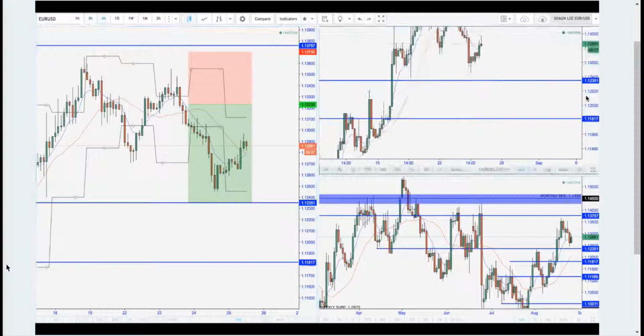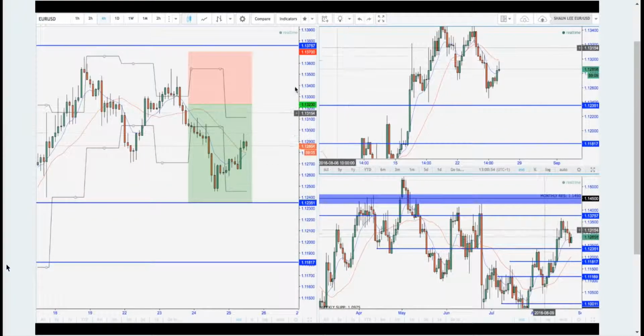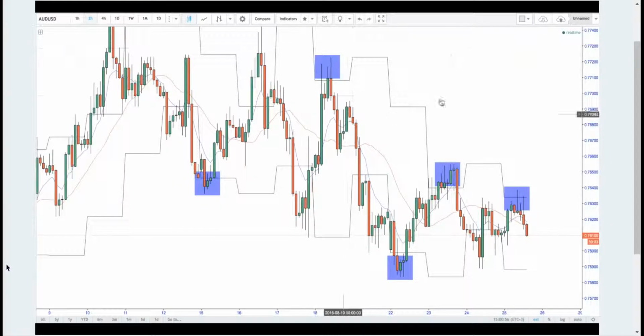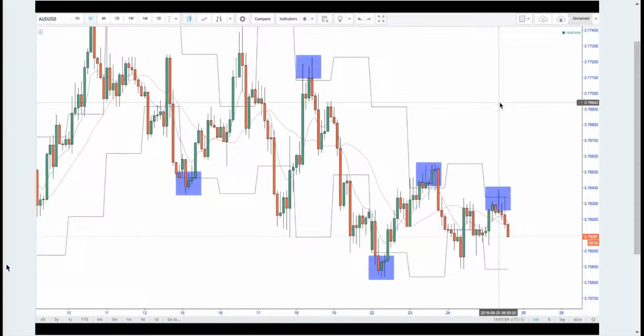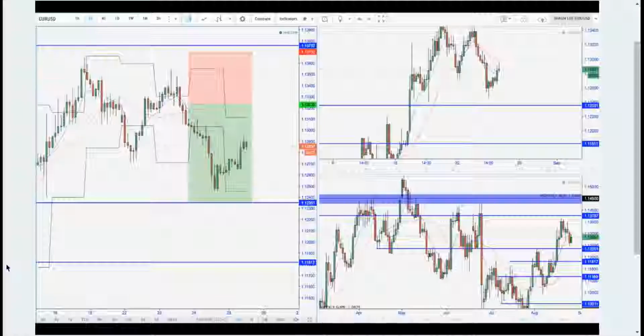I've showed you how to do this, guys. You can also go ahead now and save this as a preset. So you go to save study template as, and I've saved mine as daily high in MA. So it's all there. I don't have to go through all of those settings again, which I showed you at the start of the video.